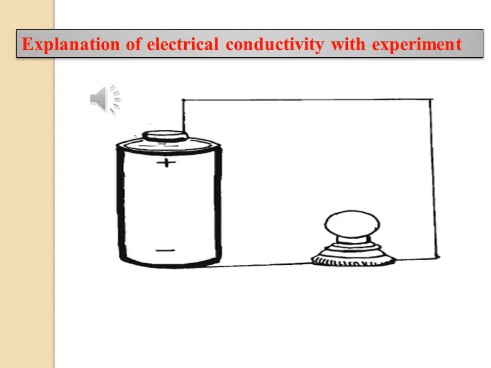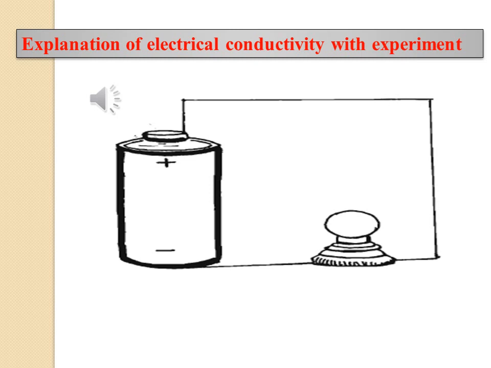So, dear student, now explanation of electrical conductivity with experiment. In order to understand electrical conductivity, please look at the figure. Here, one electrical cell, say battery, is used, and an electrical bulb is also used. The wire which is used here is made of copper. After completing this circuit, what do you see?